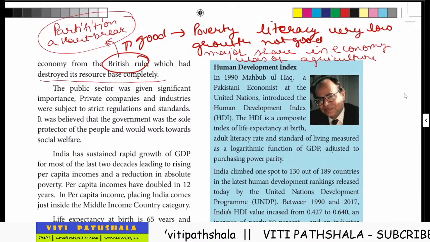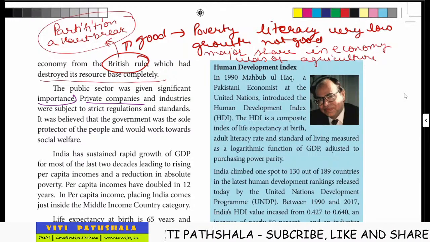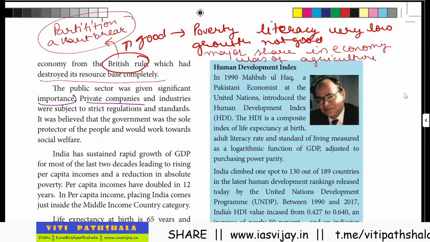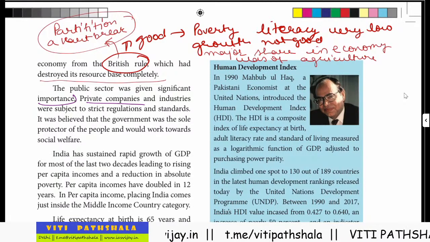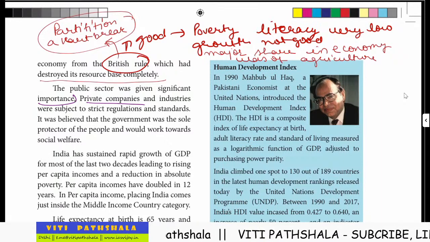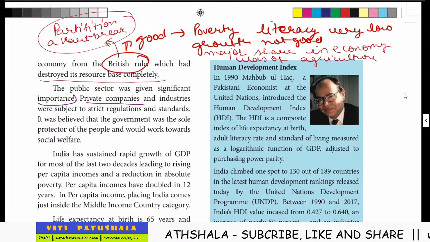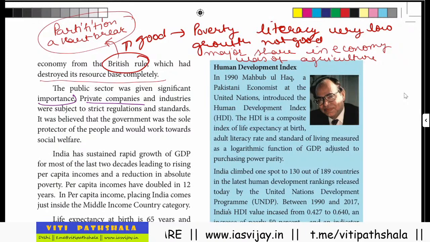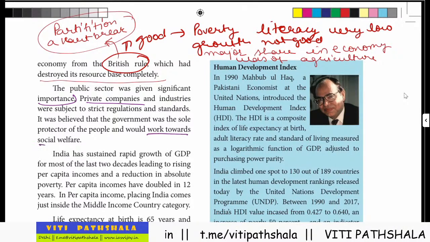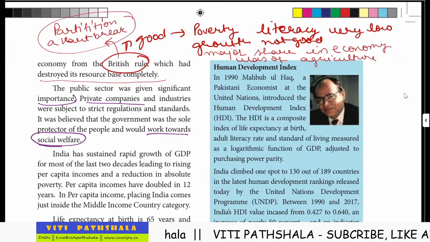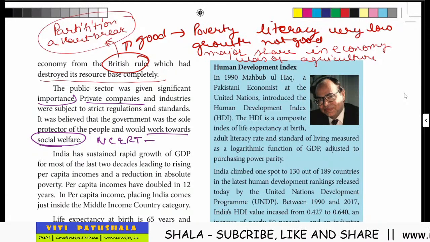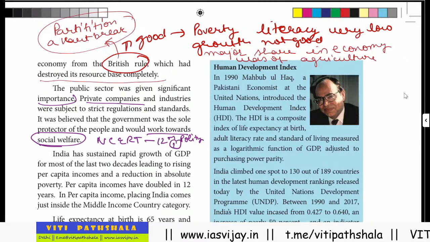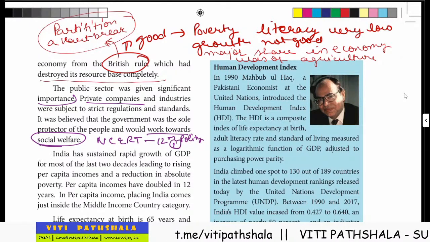Now, the public sector was given significant importance. Private companies and industries were subject to stringent regulations and standards. It was believed that the government was the sole protector of the people. So people looked to the government, that the government will do something and provide us relief, and that was seen at that time. Now, when you read the NCERT of 12th class polity, the first chapter talks about these principles, the partition, and what our goals were at that time.